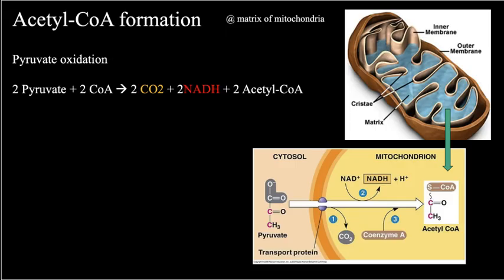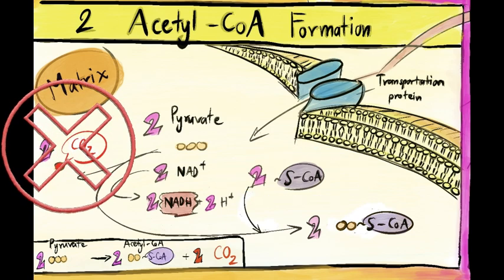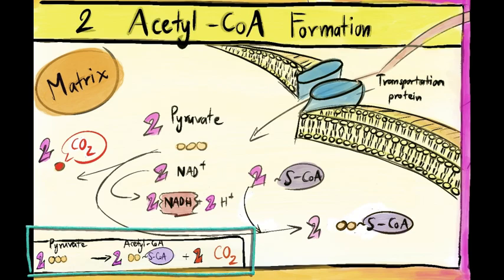Second, acetyl-CoA formation, or pyruvate oxidation. 2 pyruvates from the previous step, glycolysis, at the cytoplasm will be transported into the mitochondrial matrix through a proton channel. To create acetyl-CoA, each pyruvate is added with a coenzyme A tail while removing 1 carbon in the form of carbon dioxide and creating NADH. As a result, 2 pyruvates result in 2 acetyl-CoA with 2 NADH and release 2 carbon dioxides.